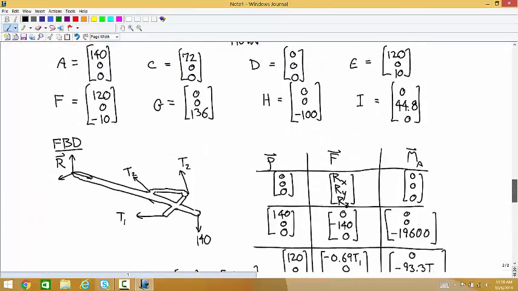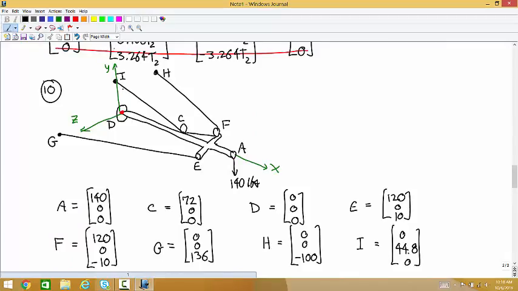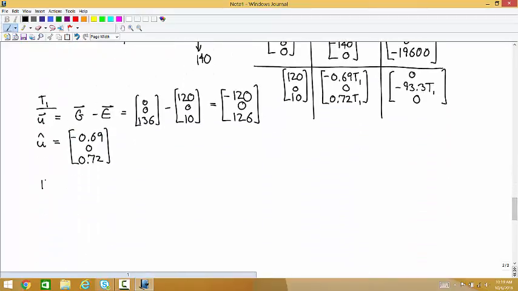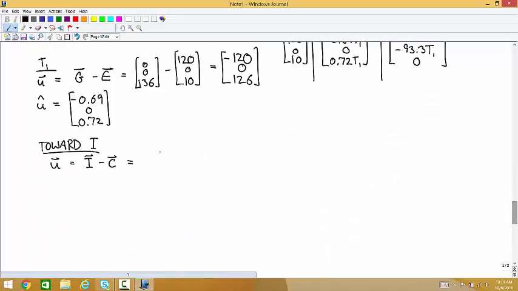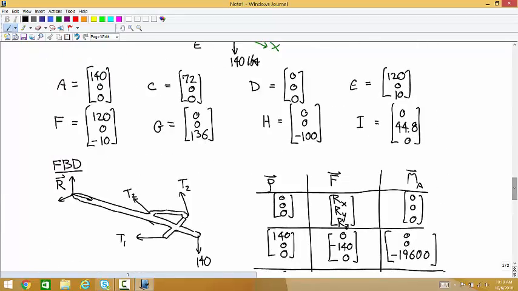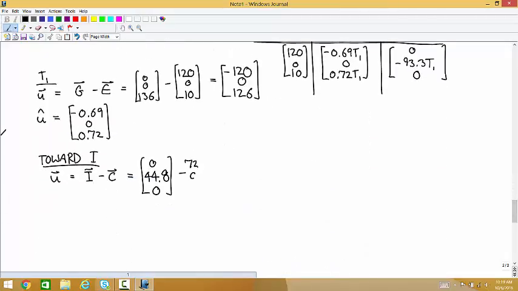And now we'll go to the T2 force that's pointing towards I. So the vector in the right direction is I minus C. The coordinates of I are 0, 44.80. The coordinates of C, 7200. So that's negative 72, 44.80.